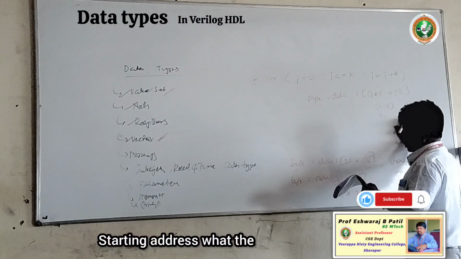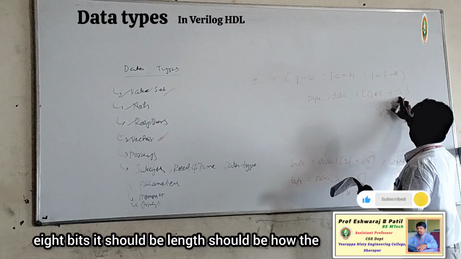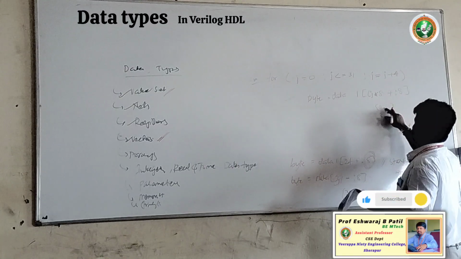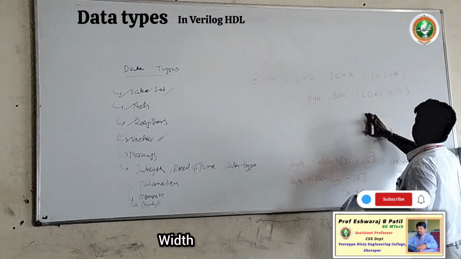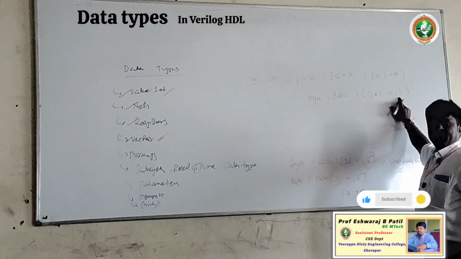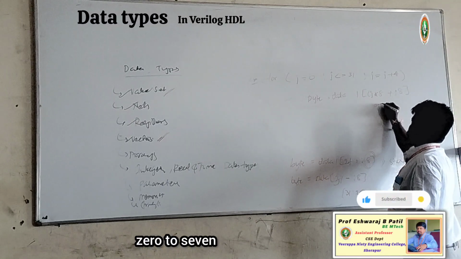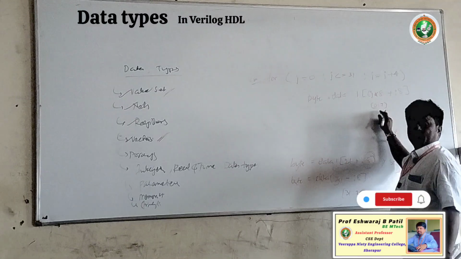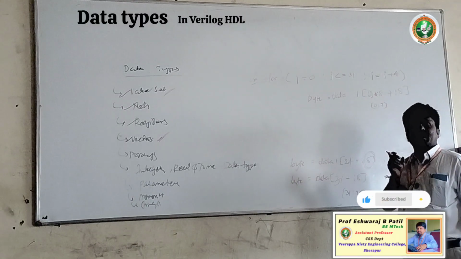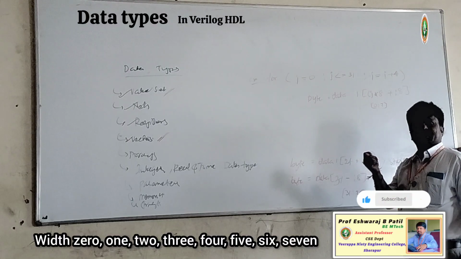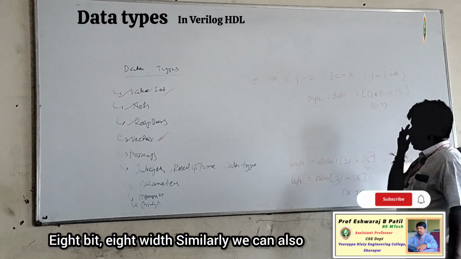The starting address, 8 bits. So the length should be 8 bits. That's nothing but 0 raised to 7, 8 bits. What is the width here? The width is 8. When 8, what should come here? When we put 0, what comes? 0 raised to 7. It's nothing but 8. 0 to 7, how much is it? The width: 0 1 2 3 4 5 6 7. That's 8 bits, 8 width.